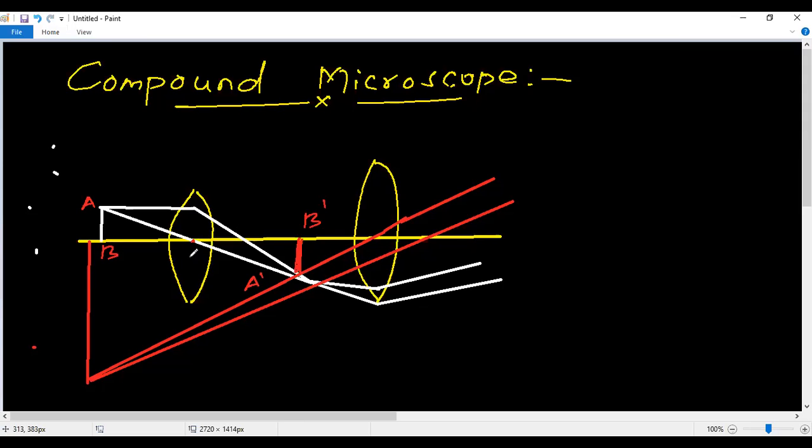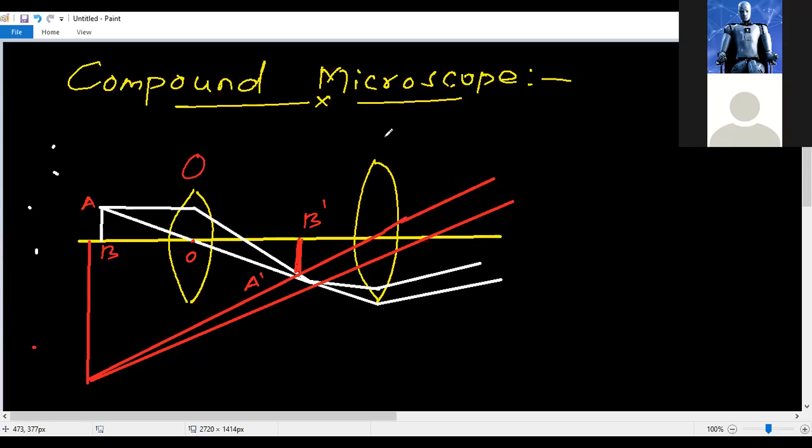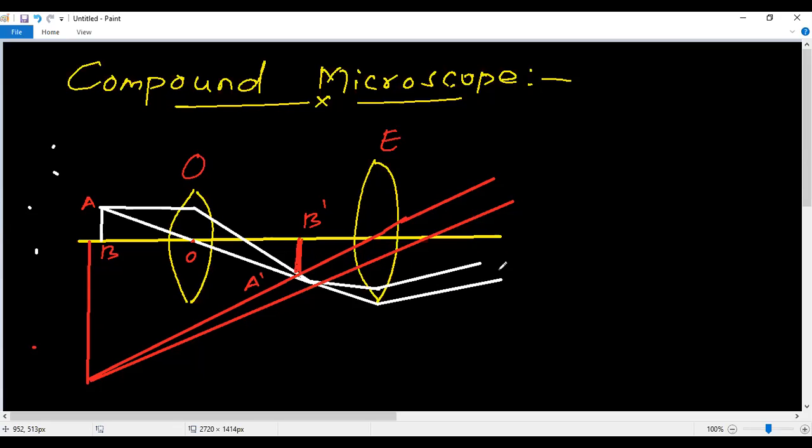Optical center O. This is the objective, this is the eyepiece, and this is the eye point. This is the focus. Behind the focus, I will place the object. Then I will get the image behind 2F. This point is F0, and this is FE.